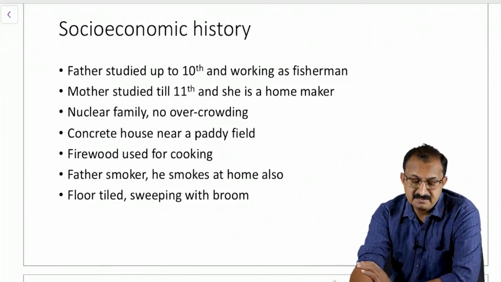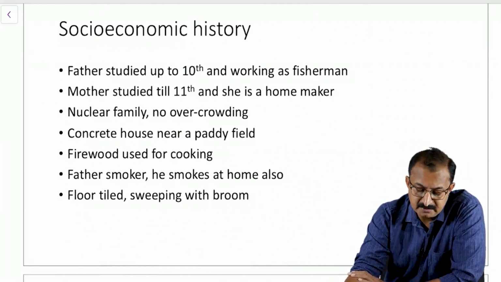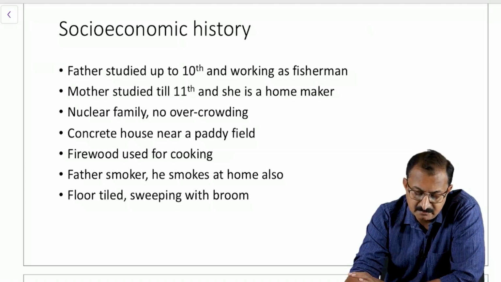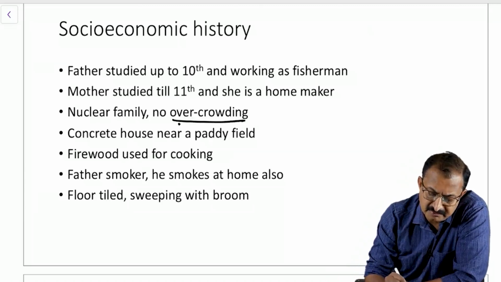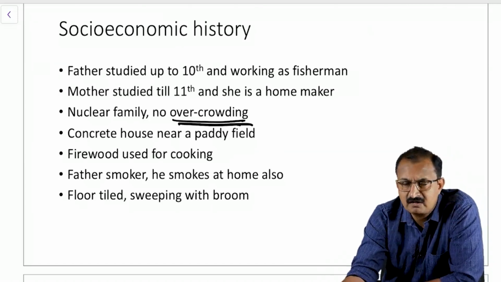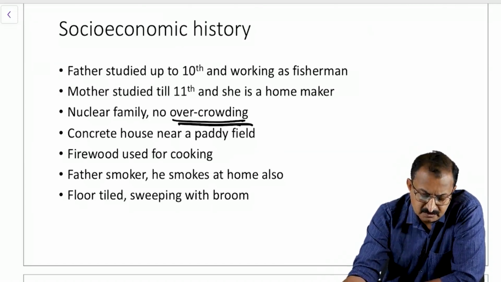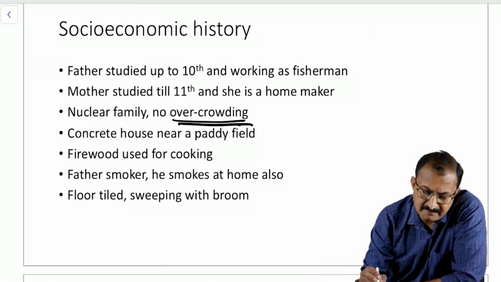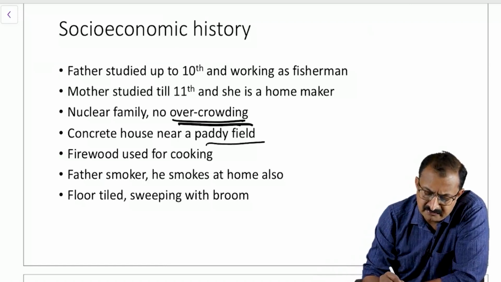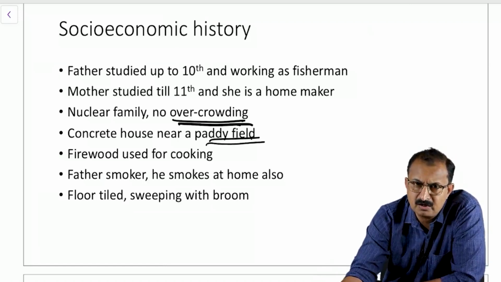In the socioeconomic history, father studied up to 10th and is working as a fisherman. Mother studied till 11th and she is a homemaker. It's a nuclear family, no overcrowding. So for most of the respiratory infections, overcrowding has a definite role. Concrete house, it's near a paddy field. So near a paddy field, probably they're exposed to pollen, so the risk of allergy, asthma and all.